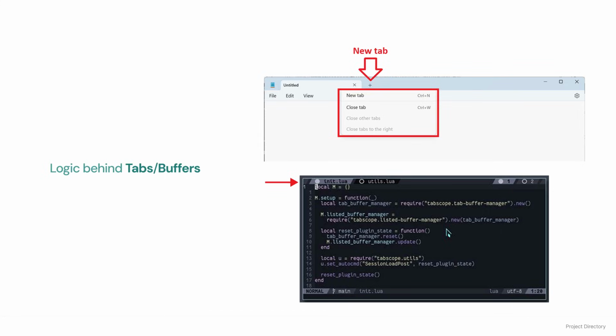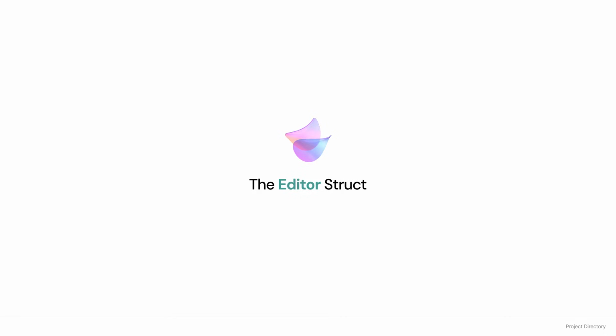Let's move on. In any modern text editor, there is this concept of tabs or multiple open documents at the same time. In terminal text editors like NeoVim and Helix, they are called buffers. And we can have multiple buffers open at the same time. We also have an initial empty buffer to directly type into. I want to include this as well into our app. And that leads us into the Editor Struct.